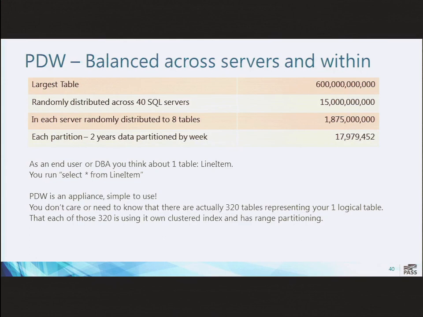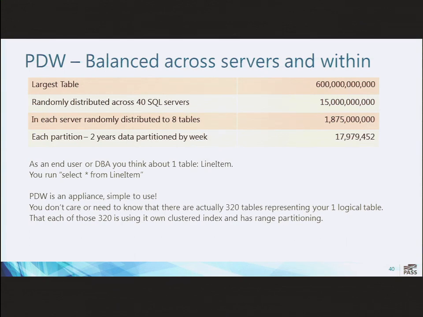So here's how it works, and I like to show this. If you have a table that's 600 billion rows, it takes that table and distributes it. Say we're using 40 SQL servers, so divide that by 40 and you get 15 billion. So now we're spread out, and the biggest one is 15 billion. But then on each server, it distributes it to 8 tables because it has 8 cores, so it has 8 partitions. So you divide that by 8, so you get about 2 billion.